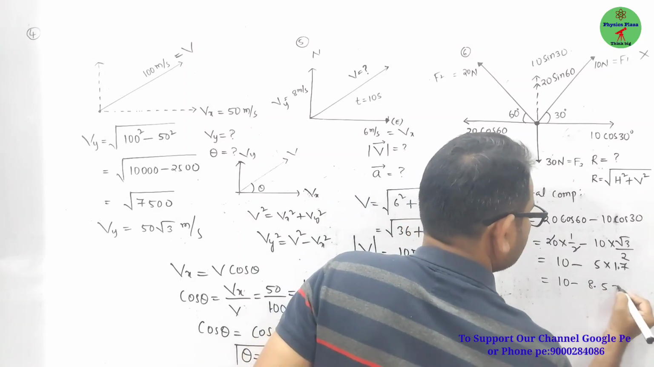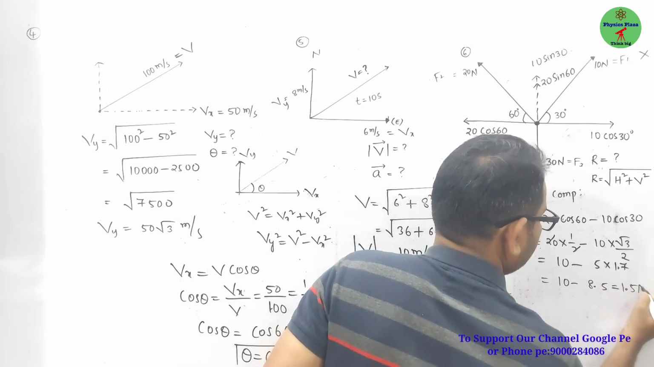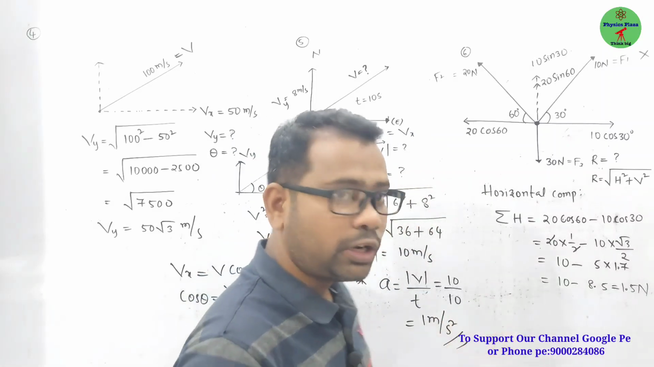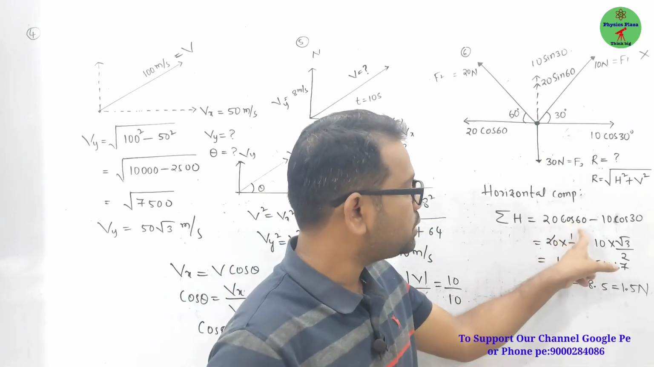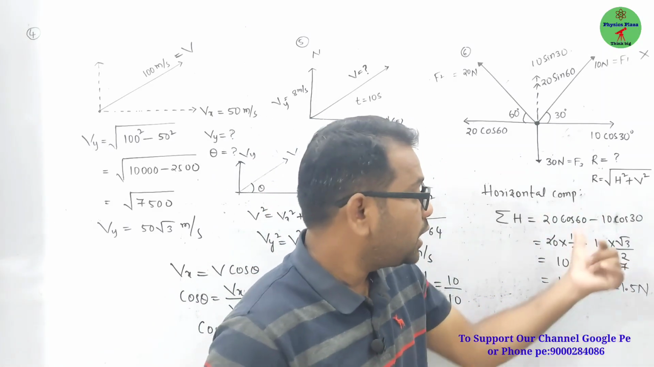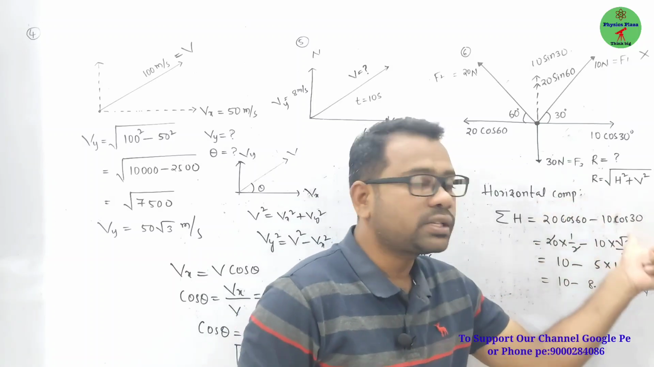8.5. So this is going to be 1.5 Newton. Here you might have got one doubt. Sir, why are you doing 20 cos 60 minus 10 cos 30? Why not 10 cos 30 minus 20 cos 60?